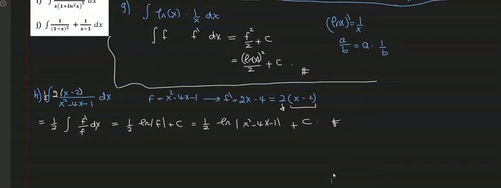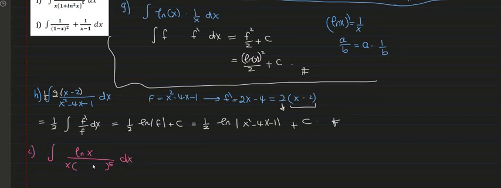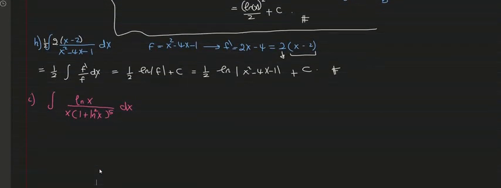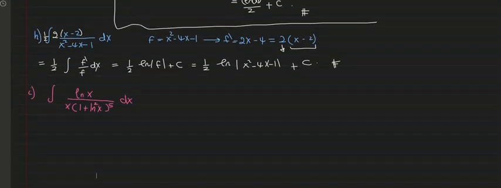Very well. Let's move to part I. I will copy it here. So in part I, we have the integration of ln x over x multiplied by a bracket raised to the power of 5, and then we have 1 plus ln power 2 x. Let's stop at this ln power 2, okay?